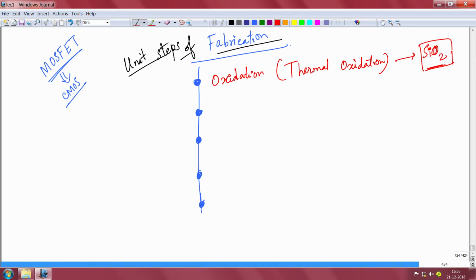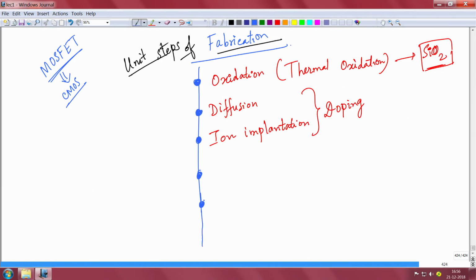Then you have two techniques, one called diffusion and one called ion implantation. These two techniques are used for p-type and n-type doping in semiconductors, and I am talking about silicon here, not compound semiconductors. Diffusion and ion implantation are typically used for doping in silicon: the p plus and n plus regions, pockets, the channel, and the p-type and n-type substrates and so on.